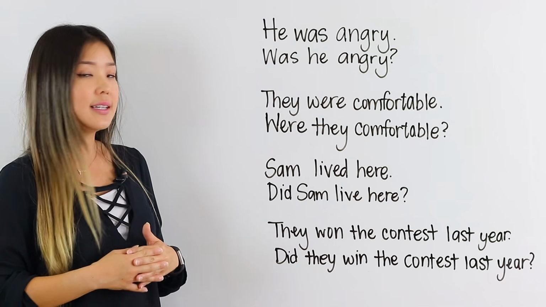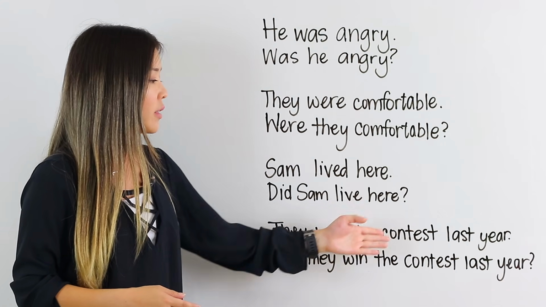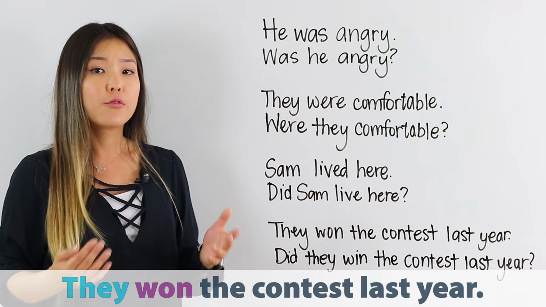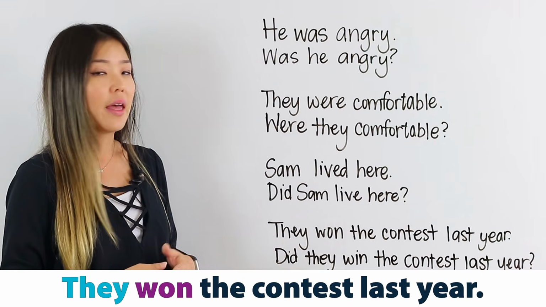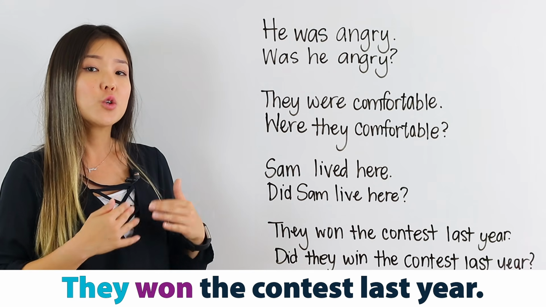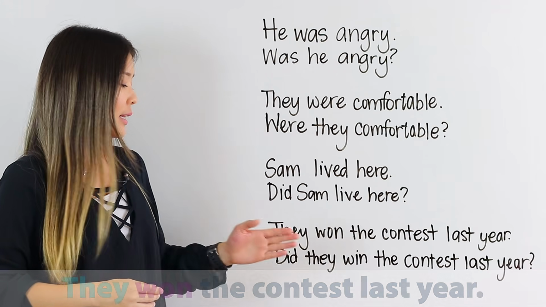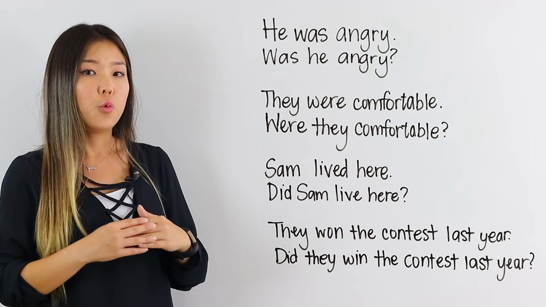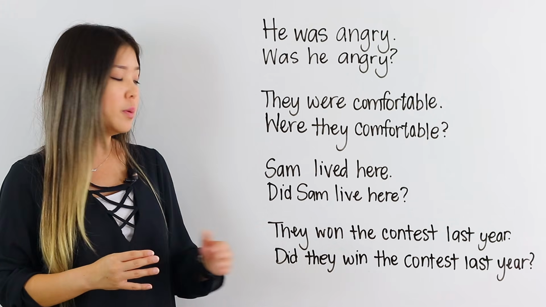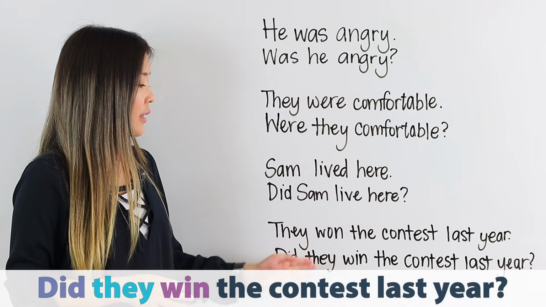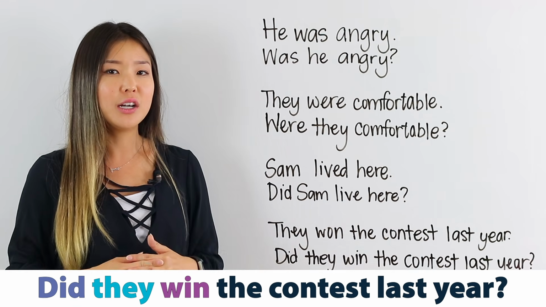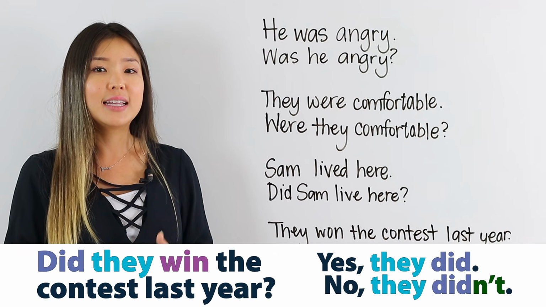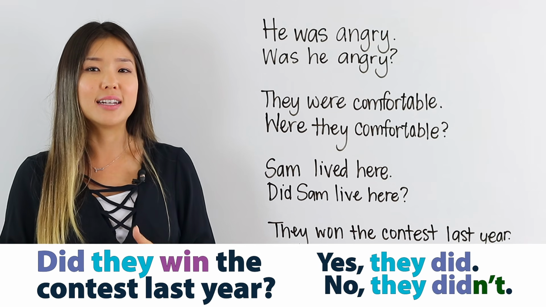The last sentence is similar. They won the contest last year. The verb here is won. That's not a be verb. So again, we start the question with did. And then the subject, they. We use the base form of the verb, and that's win. Did they win the contest last year? You can say yes, they did, or no, they didn't.